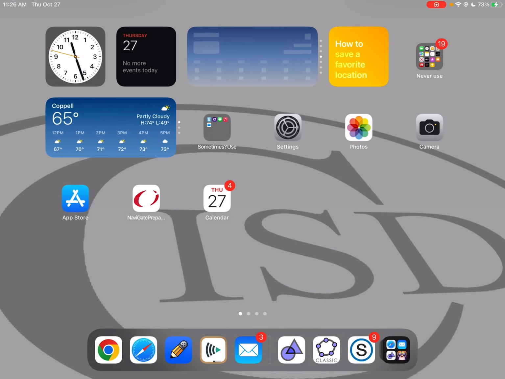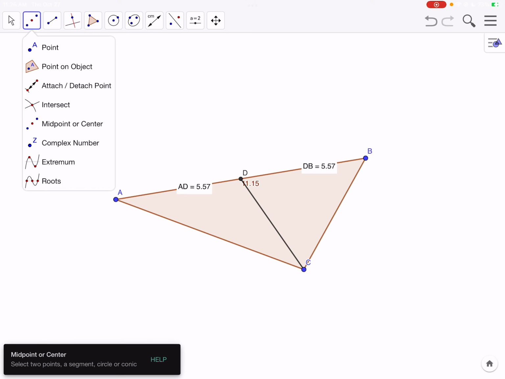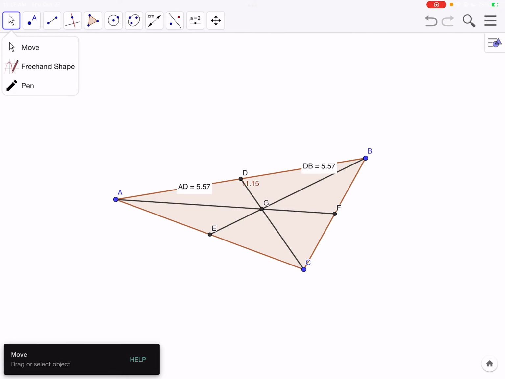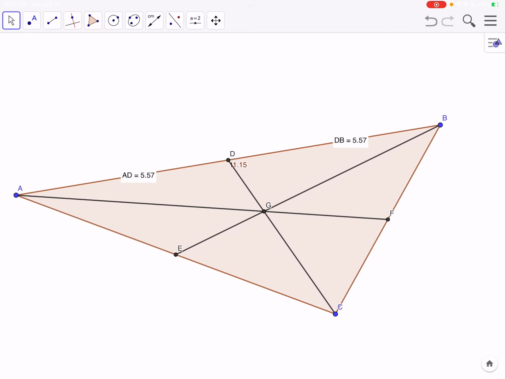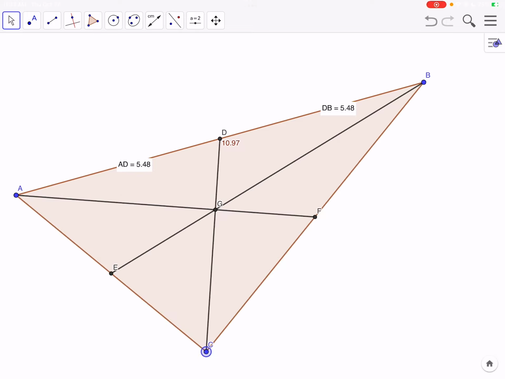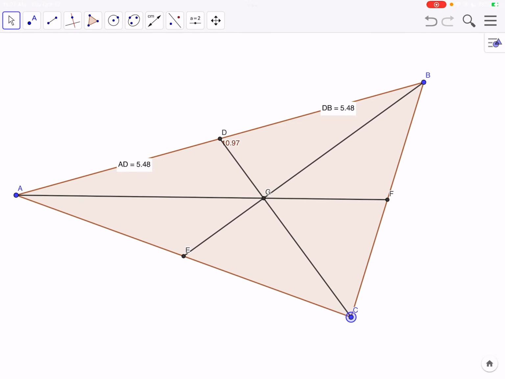When you draw all three medians, so if I go in here and I find all three midpoints, so E is a midpoint, F's a midpoint. If I connect those with segments, they hit at a spot. You see how they all hit in one spot? They all hit point G there. And it doesn't matter what I do to the triangle. It doesn't matter what kind of triangle it is. The medians will always intersect at a single location.